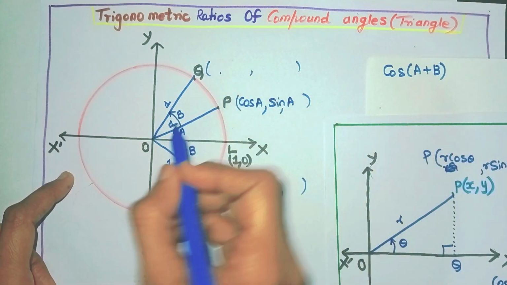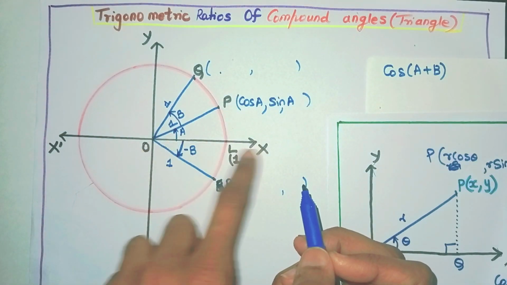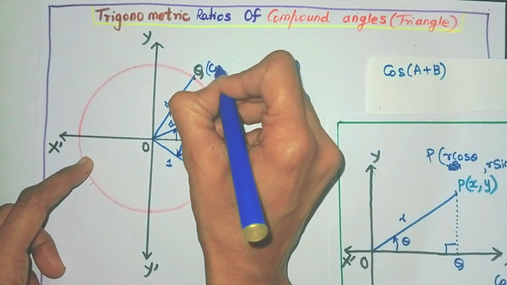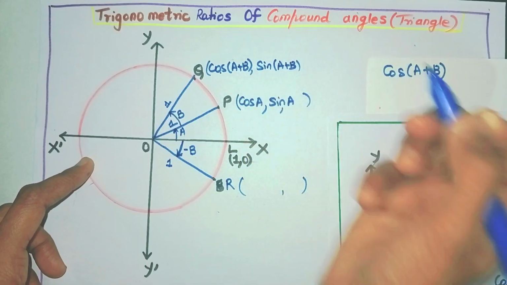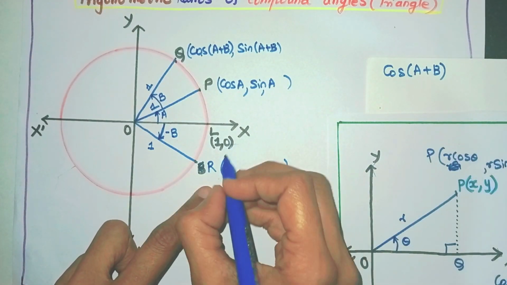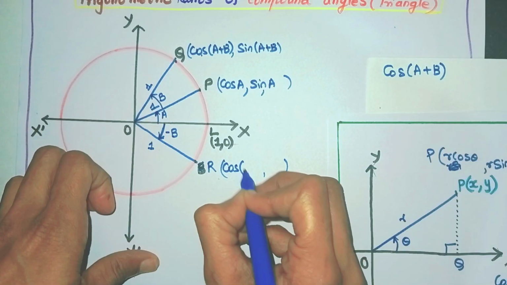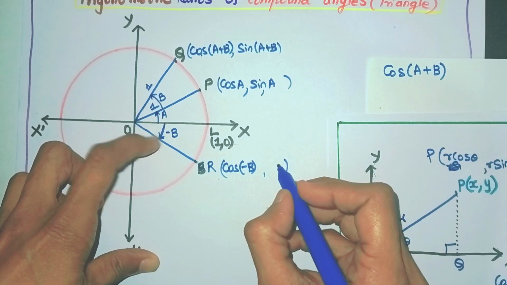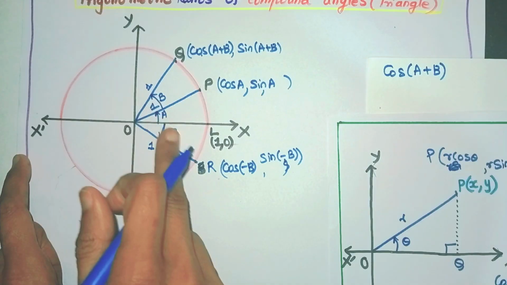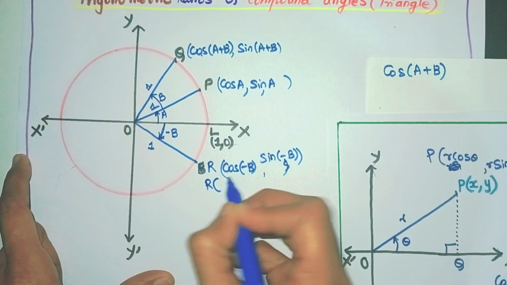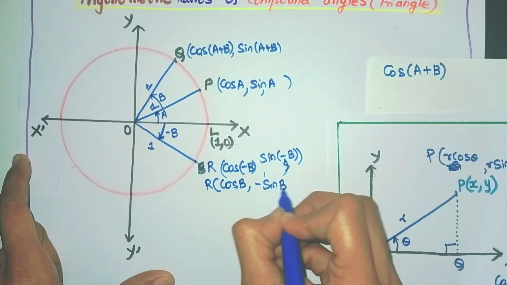Let's find for Q also. Now Q is making an angle of not just B but A plus B with the positive side of the x-axis, right? So it will be cos of A plus B, yes, and sine of A plus B. Friends, in the same way, let's see for R also. It will be cos of, now this angle over here, I'm measuring in the clockwise direction. It will be cos of minus B. Remember, not just B. This will be sine of minus B. I hope you got the difference. Now, cos of minus B is nothing but cos B. Yes, we have learnt it. Sine of minus B is minus sine B.